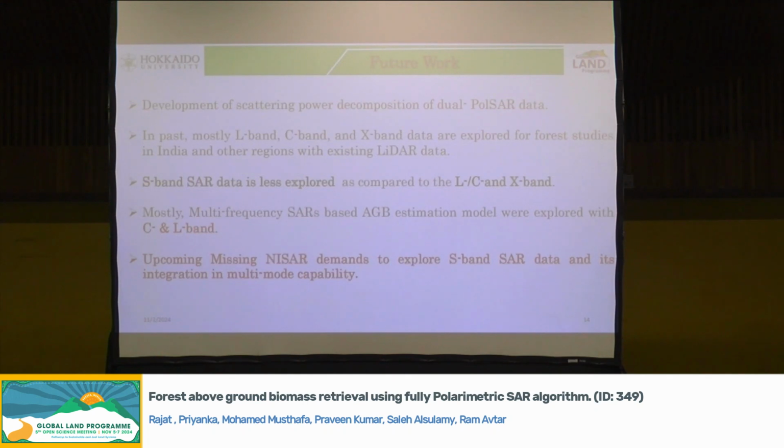And in the past, most studies used L, C, and X band for estimation of forest biomass in India or other tropical forest regions. So S-band data is still less explored. Like, what will be the behavior of S-band data for forest biomass estimation? So the upcoming NISAR needs models which can use the S and L band combination to estimate forest biomass, with multimodal capability.